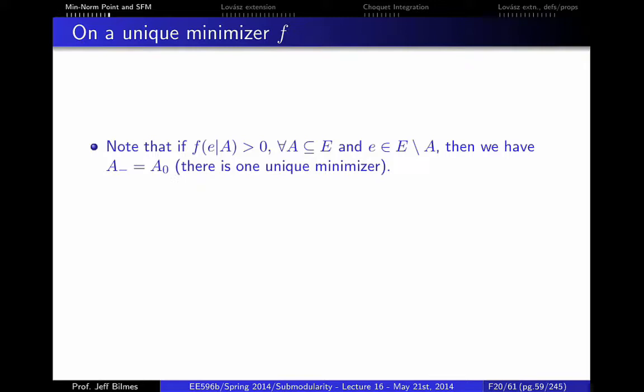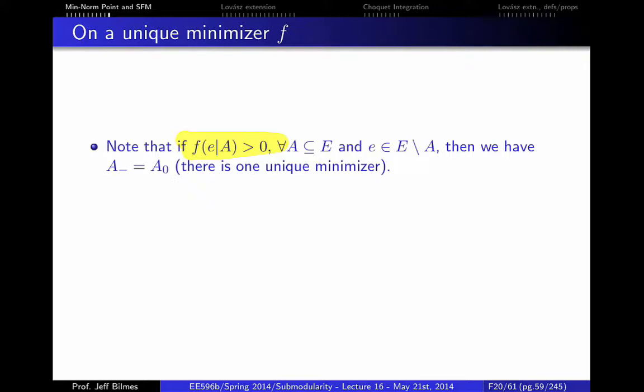Okay, so let's talk a little bit more about this. If it's the case that the gains are strictly positive everywhere, so remember, if you have a set A, and every time you add an element to A, it gets strictly greater, then can there be more than one minimizer? No, there can only be one.